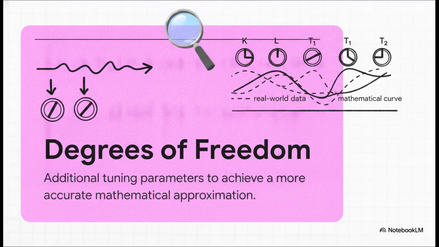So the secret here lies in something called degrees of freedom. I want you to think of degrees of freedom as your engineering tuning knobs. A basic model might only have 2 knobs, say a gain and a time constant. But if your system is highly complex, simply turning just 2 knobs is never going to get your mathematical curve to perfectly overlap with your messy real-world data curve. By introducing additional tuning parameters, specifically K, L, T1, and T2, we are basically giving our model the flexibility it desperately needs to achieve a far, far more accurate approximation. It's a total game changer.